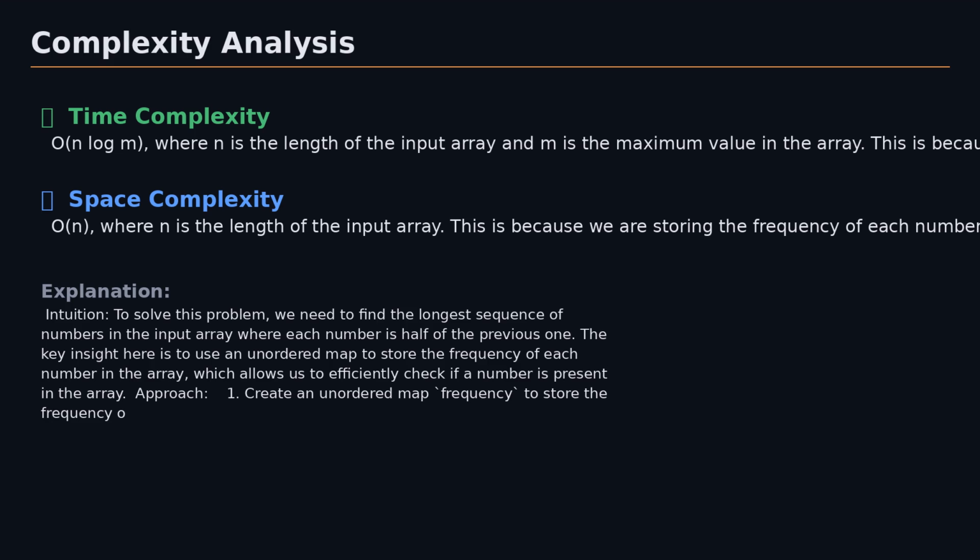Now, let's talk about the time and space complexity of the solution. The time complexity is O(n log m), where n is the length of the input array and m is the maximum value in the array. This is because we are iterating over each number in the array and performing a while loop that runs in O(log m) time. The space complexity is O(n), where n is the length of the input array. This is because we are storing the frequency of each number in the frequency map.